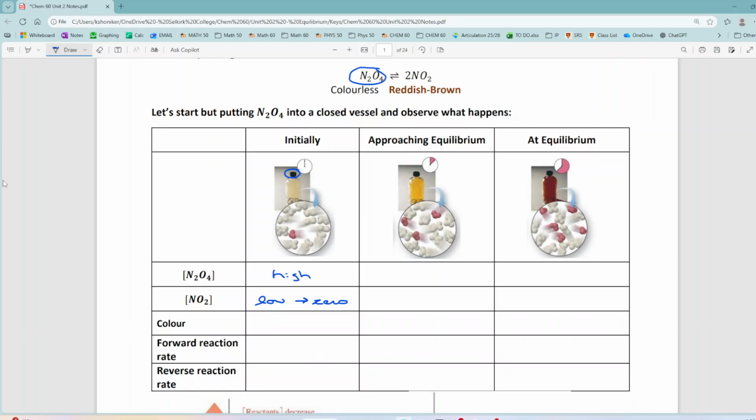When we start this, let's say that this jar is colorless. Now it's got a little bit of a tinge of brown because there is some of that nitrogen dioxide present, but let's just say initially this is where we're at. The forward reaction would be very high. You have lots of reactants present and very little products. So for the reverse reaction to happen, you're not going to have 2 nitrogen dioxide molecules to even hit yet. So we're going to say that the reverse reaction is 0.